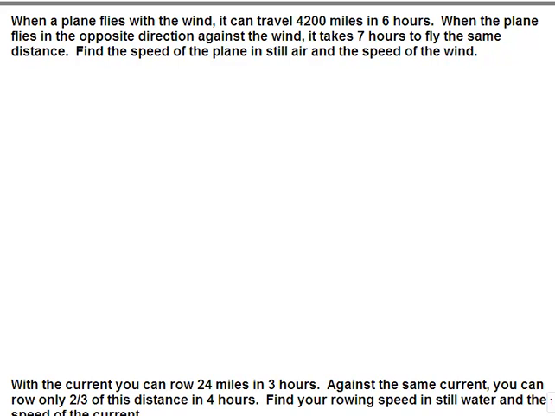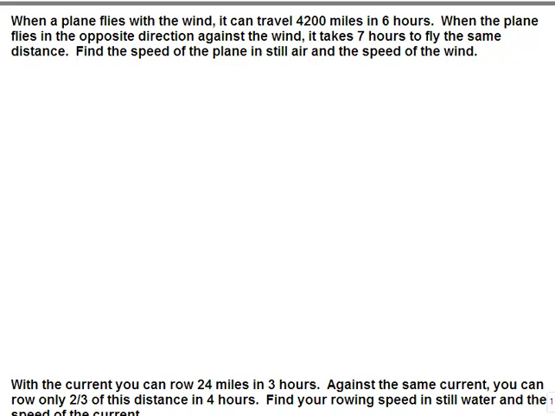So for example, we have a plane that when it flies with the wind, it can travel 4,200 miles in 6 hours. When the plane flies in the opposite direction against the wind, it takes 7 hours to fly the same distance. Find the speed of the plane in still air and the speed of the wind.